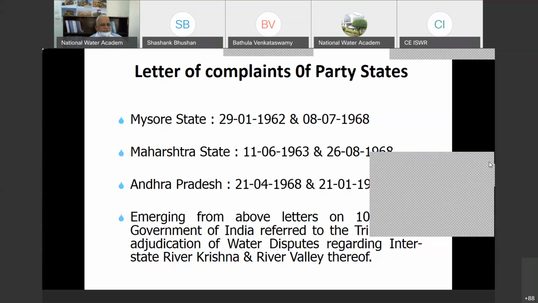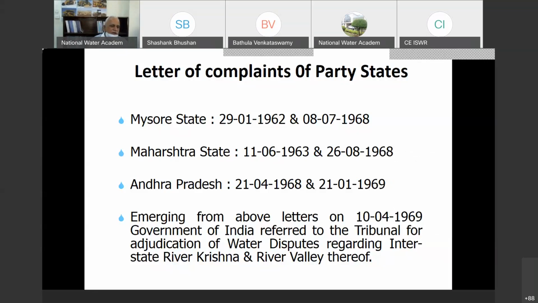Mr. Pandit has raised the question. There are no assessors in the Krishna Godavari Tribunal, that is the 1960 Tribunal of Bachawat. And emerging from the above letters on 10th April 1969, the matter was referred to the tribunal for adjudication.